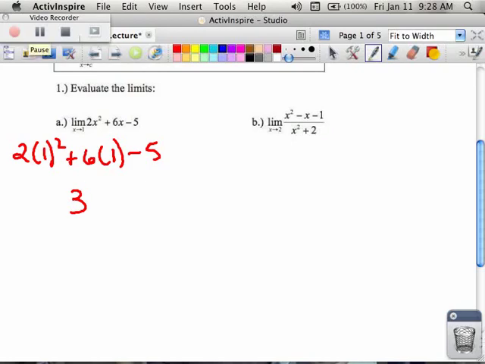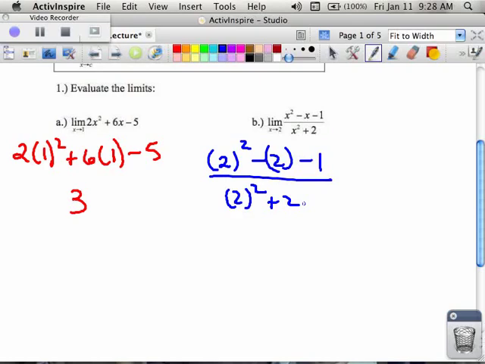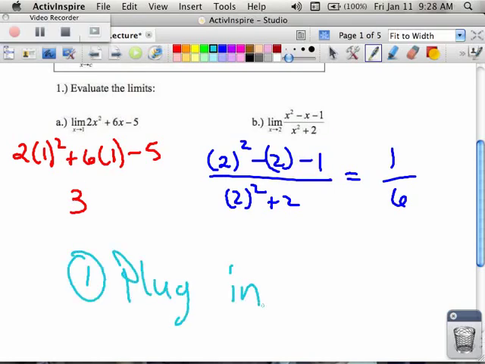For B. Four minus 2 minus 1 is 1. 2 squared is 4 plus 2 is 6. 1/6. What's the strategy? Plug in. Strategy number one. Plug in.